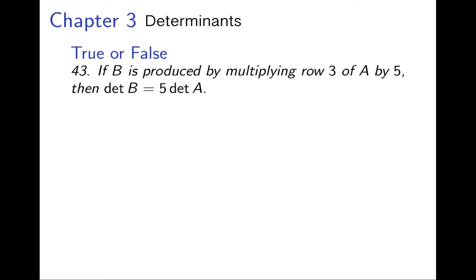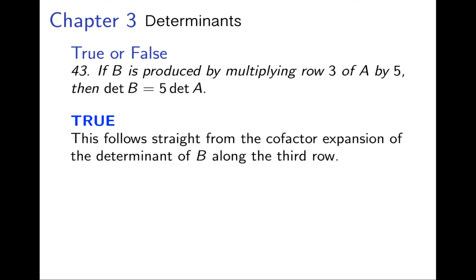Number 43. If B is produced by multiplying row 3 of A by 5, then the determinant of B is 5 times the determinant of A. And this is true. This follows immediately from computing the cofactor expansion of the determinant of B along that third row. So if you were to write out the determinant of B in terms of the cofactor expansion along that third row, each term will have a 5 in it. You could factor it out and you'd be left with 5 times the determinant of A.